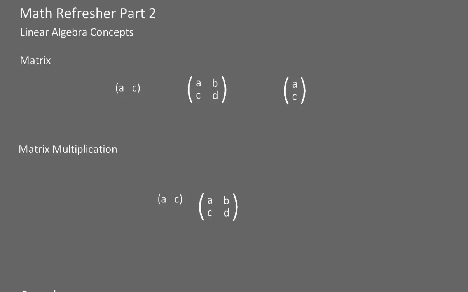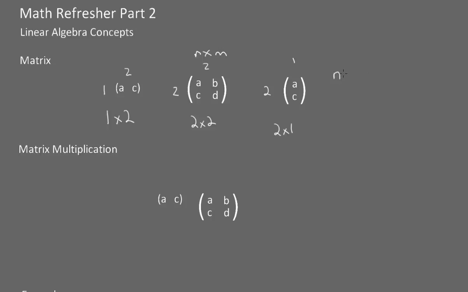Today we will give a math refresher, part 2, and we will cover basic linear algebra concepts covered on the exam. The first thing we'll cover are the dimensions of a matrix. Say we have an n by m matrix, where n is the number of rows and m is the number of columns. For example, here we have one row and two columns, so this would be a 1 by 2 matrix. Here we have two rows and two columns, so this is a 2 by 2 matrix. And here we have two rows and one column, so this is a 2 by 1 matrix.